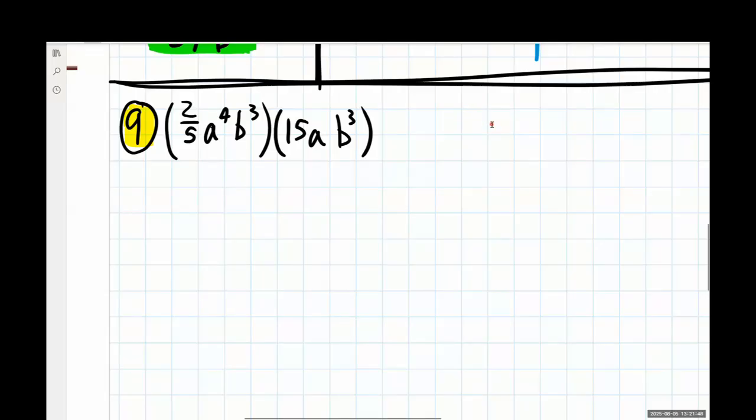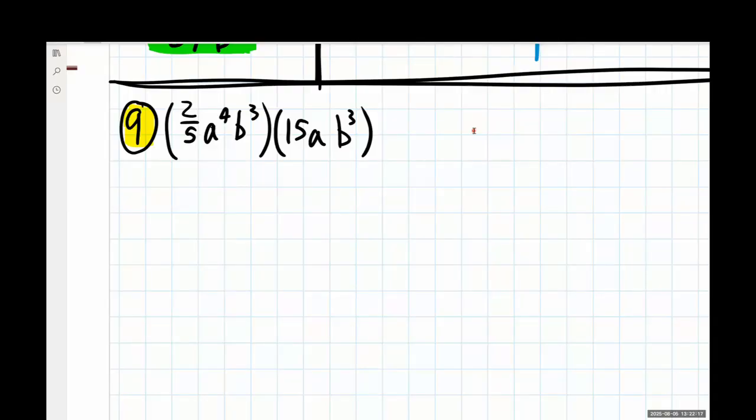We want to try and multiply things together that are like terms or have like bases, meaning I want to multiply the coefficients together, I want to multiply the a's together, and I want to multiply the b's together. They're going to end up all together at the very end of the problem, but along the way, we're going to do those in smaller, more controlled parts.